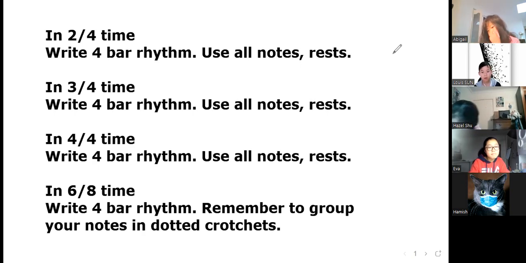Is anyone else finished? I gave Hamish the all right to go. Hazel, I want you to change some of your semiquavers and quavers into that format. So yep.